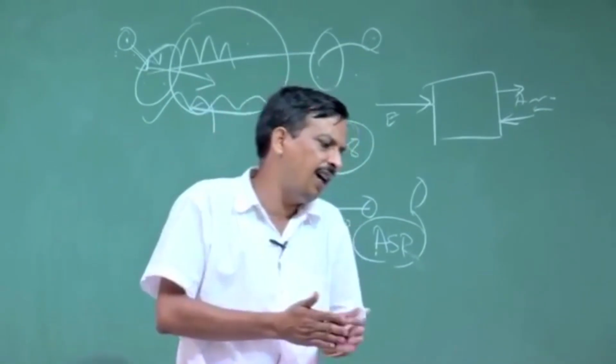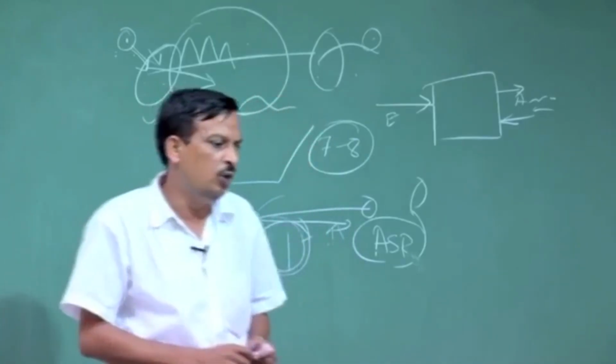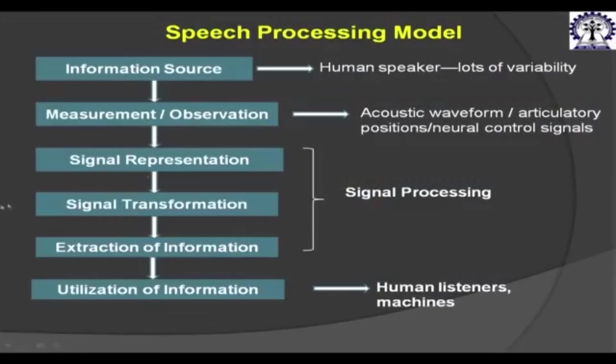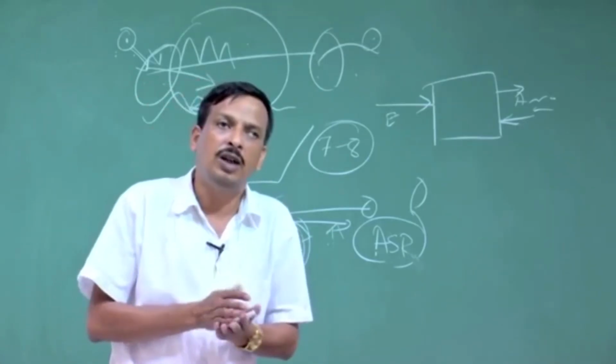So, if you see these slides, the source of information is the speaker, the human speaker, then measurement or observation. The acoustic waveform is taken and observation is done, then the signal representation has to be done, signal processing, then again the human listeners; I have to model the human listeners. So, okay.